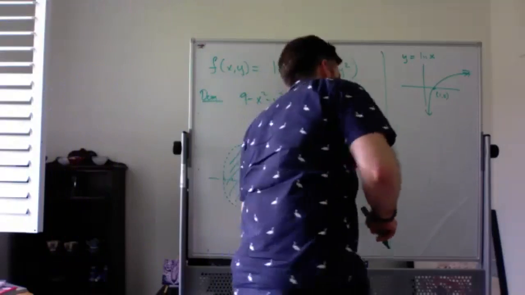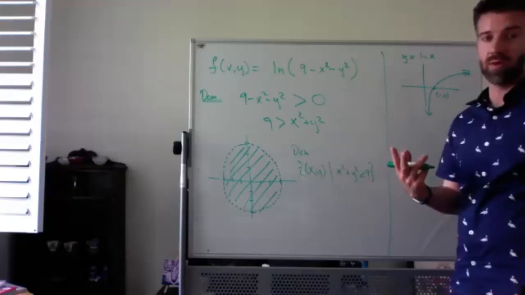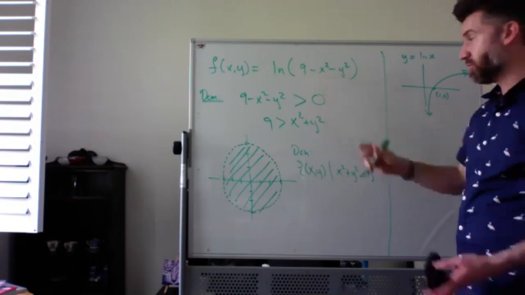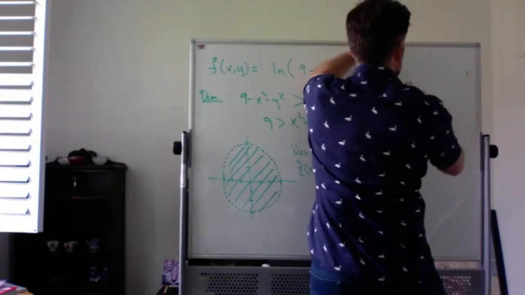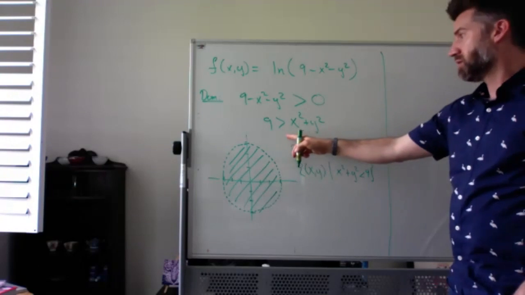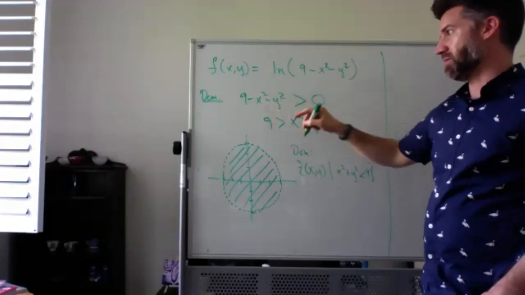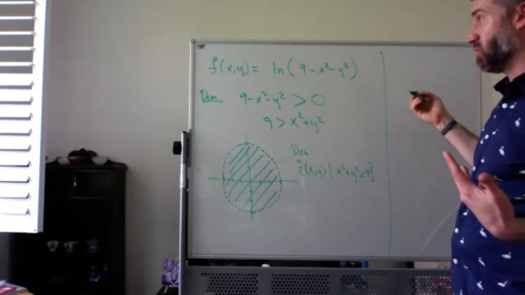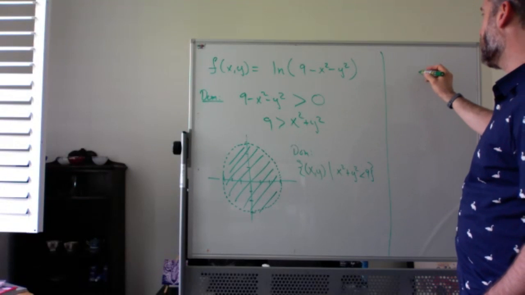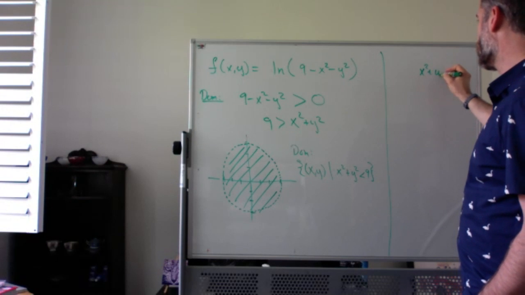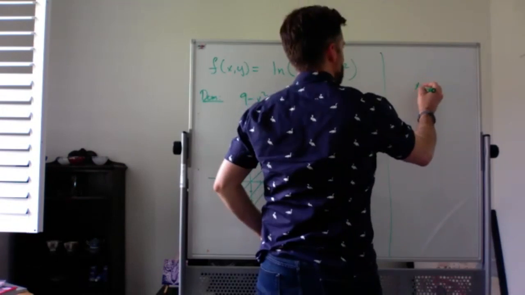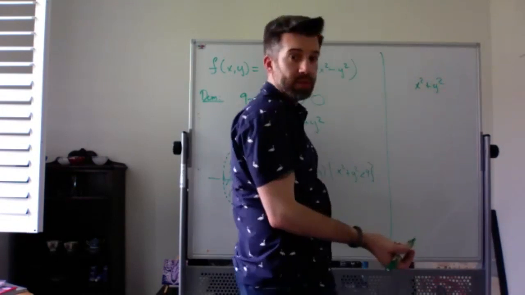So the question is, well, there are two questions really. How large can the insides get? How small can the insides get? Here's what I've got. I know that 9 minus x squared minus y squared has to be greater than 0. That's part of the domain. And I also know that x squared plus y squared has to be less than 9. So I've kind of got x squared plus y squared trapped.